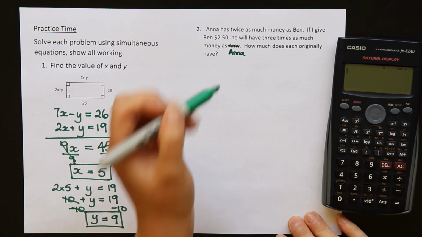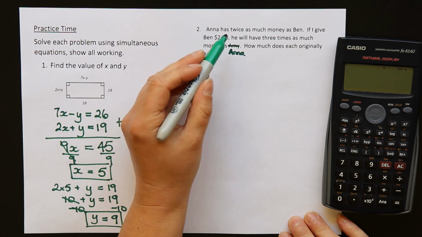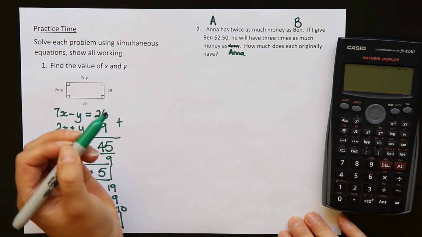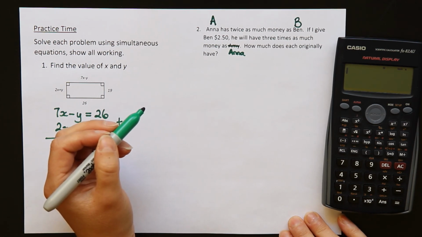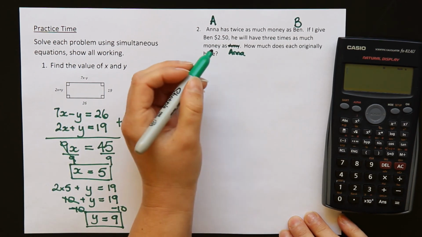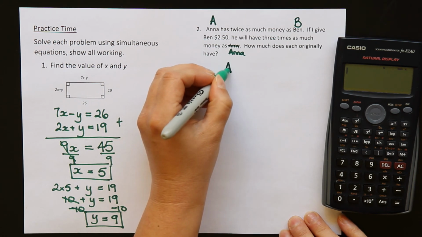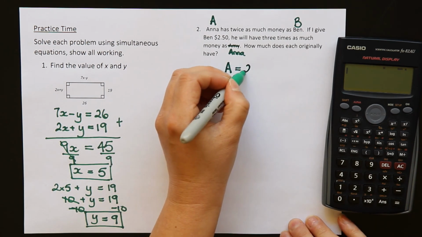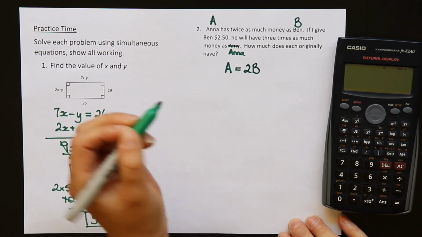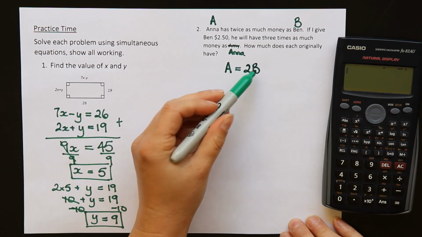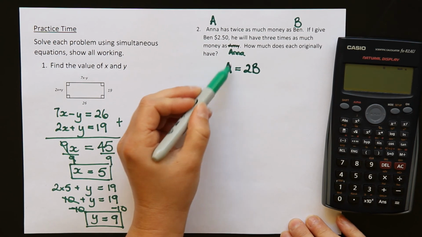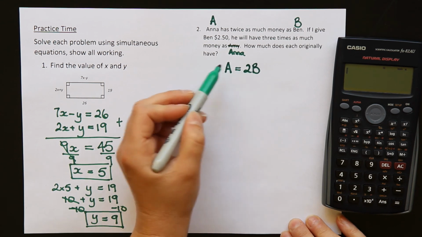Okay, so we're going to call Anna A and we're going to call Ben B. Anna has twice as much money as Ben. Okay, so she has twice as much money. That means in order to make the two amounts equal, he would have to have 2 lots of whatever he starts with. So 2 lots of what Ben has is equal to what Anna has because she has twice as much. Okay, does that make sense? Because A is twice as big, you need 2 lots of B for it to be equal to an A.